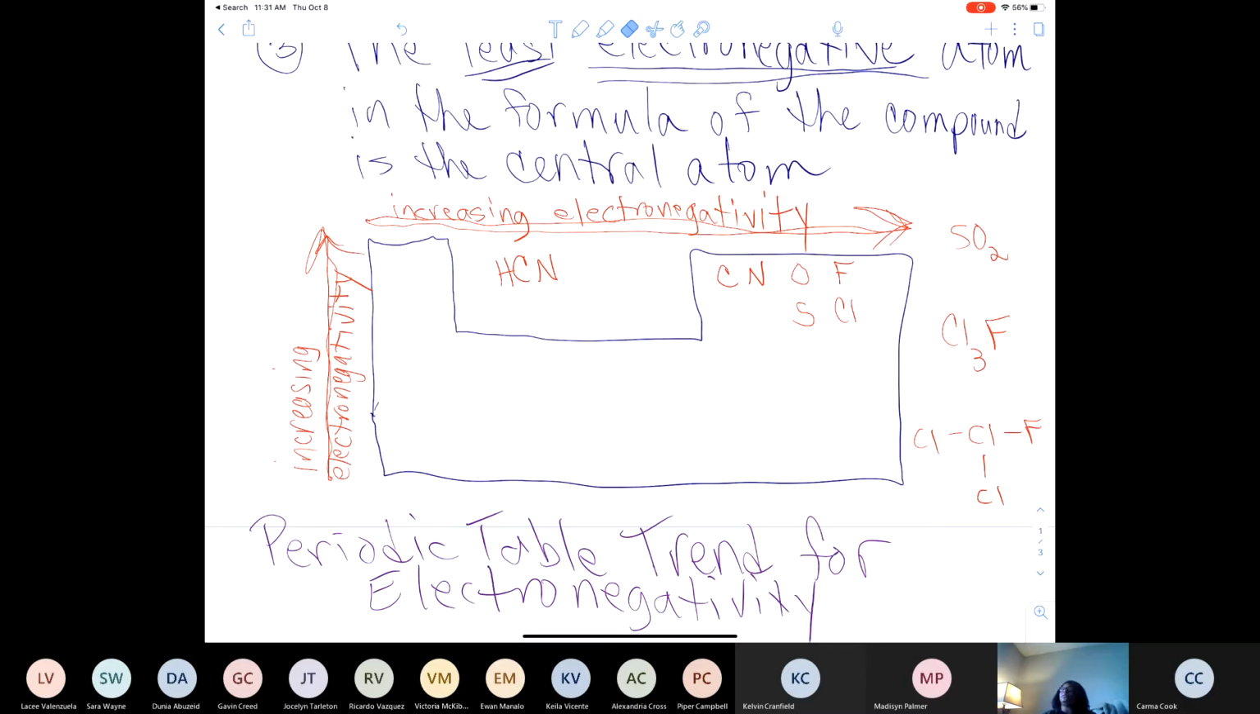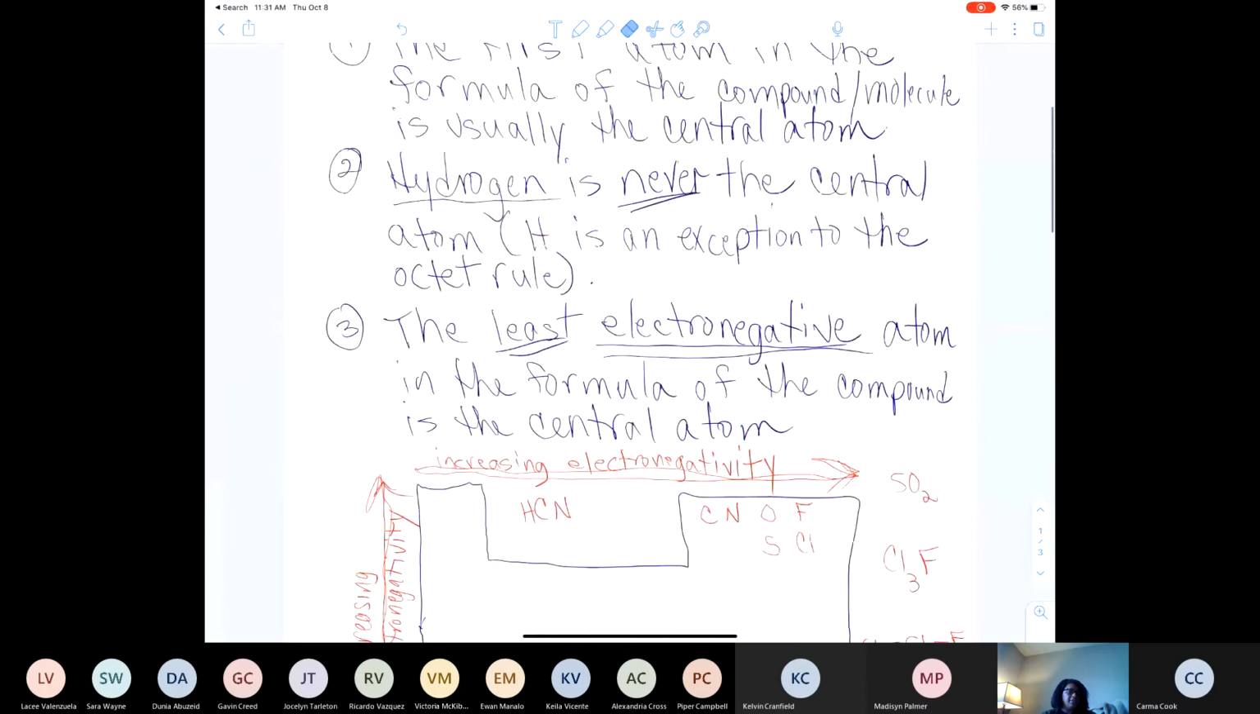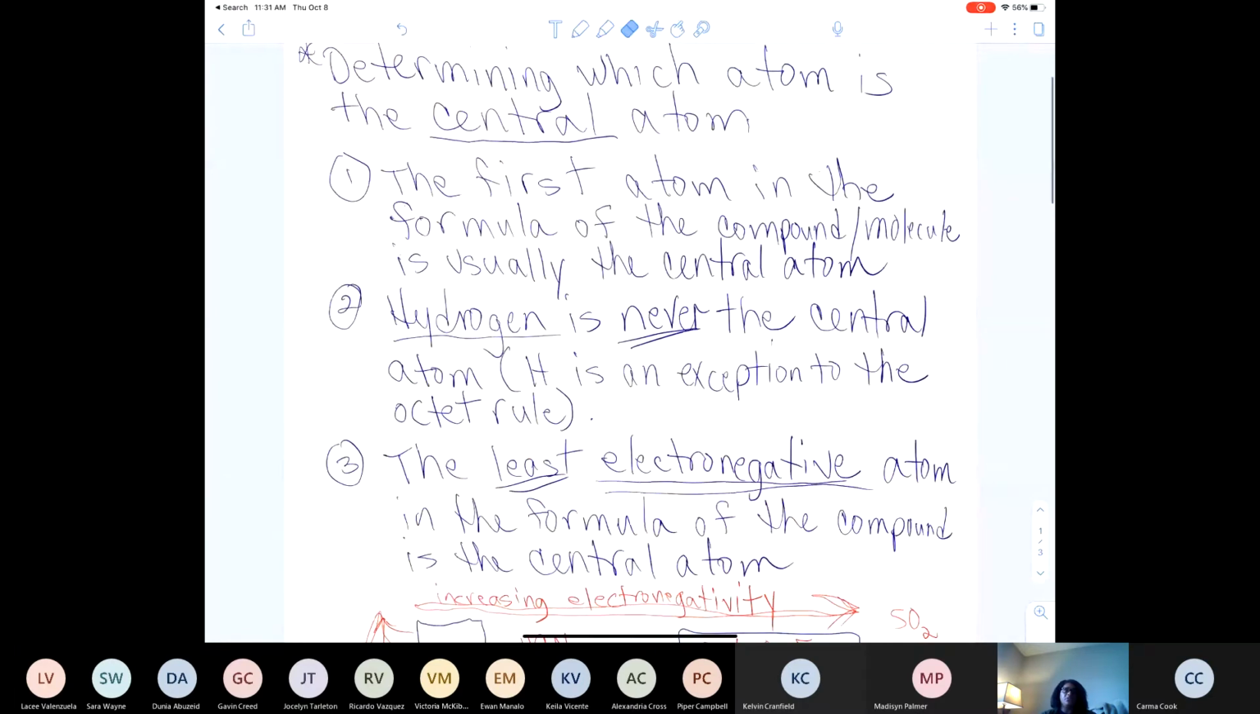So that's how you use the electronegativity trend to decide which atom in a formula is the central atom. It's always going to be the least electronegative atom in the formula of that molecule. That's going to be your central atom. So those are the 3 things you want to consider when trying to pick out which atom is the central atom. The general rule: usually, but not always, the first atom in the formula is the central atom.